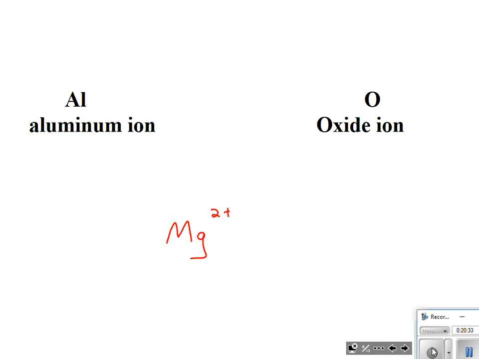What about phosphorus? What's phosphorus going to be as an ion? Phosphorus is going to be 3 minus, so we would call that the phosphide. Okay? That's a little bit more than I wanted to do today discussion-wise, but it makes sense to talk a little bit about it right now.